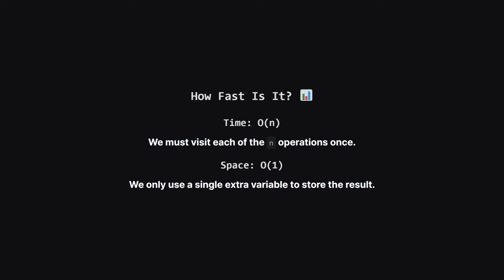For time complexity, it's big O of n, where n is the number of operations in our list. This is because we have to look at every single operation exactly one time to make our decision. And for space complexity, it's big O of 1, or constant space. This is fantastic, because it means we only need a fixed amount of memory, basically just one variable for our counter, no matter if the input list has 10 operations or 10 million.